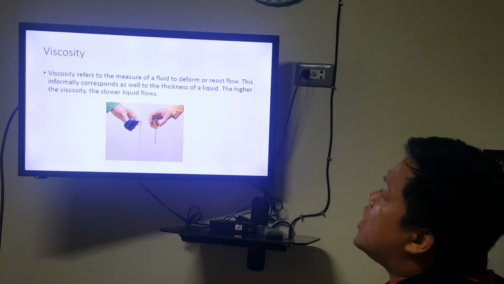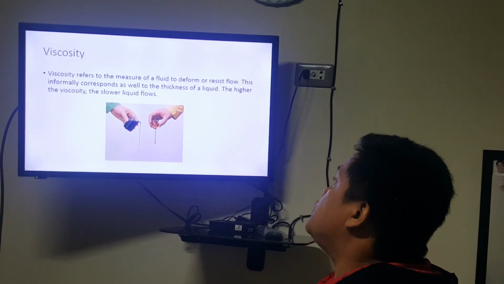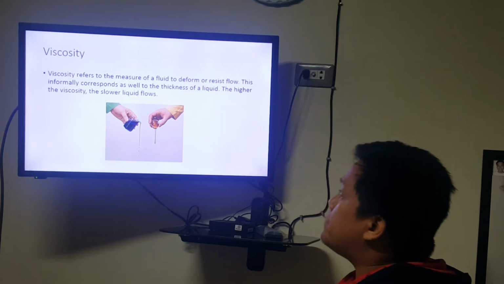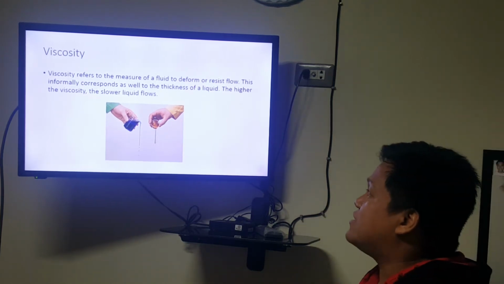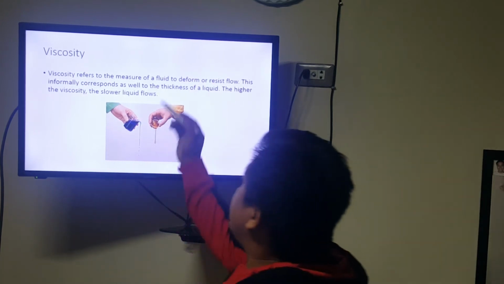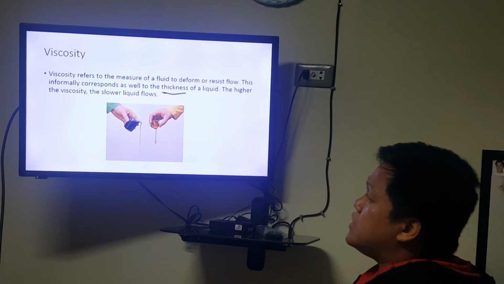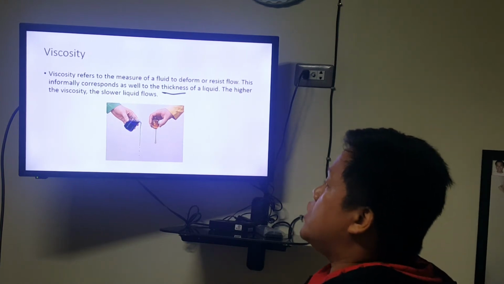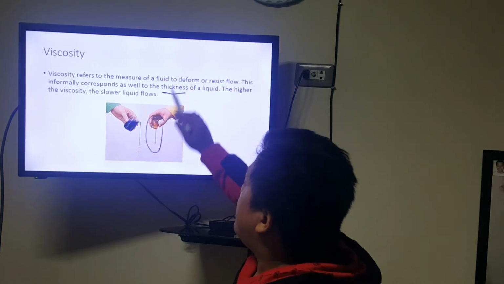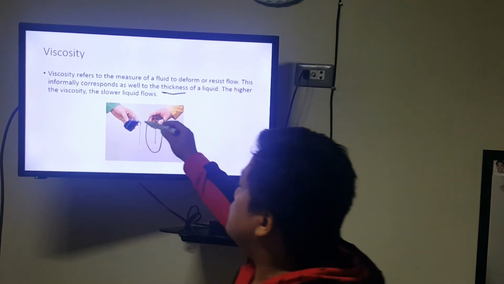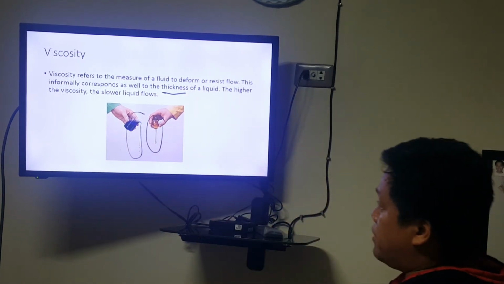Next is viscosity. Viscosity refers to the measure of a fluid's resistance to deform or flow. This informally corresponds to the thickness of a liquid. The higher the viscosity, the slower the liquid flows. So this one is an example. This one is honey, and this one is colored water.